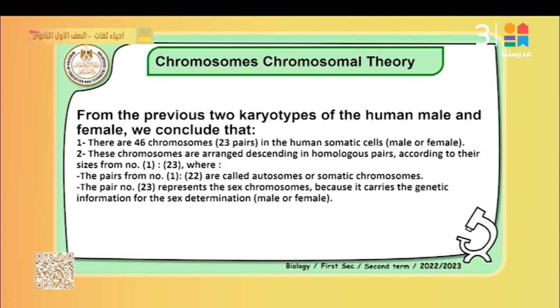Very important point. The chromosomes are arranged in descending order according to size. Pair number 23 does not appear in this order. Why? Because pair number 23 comes in size after pair number 7, so its normal position would be pair number 8, but it is put at the end of the karyotype because it represents the sex chromosome. That's right. Okay.